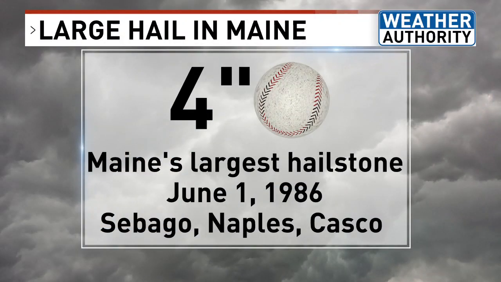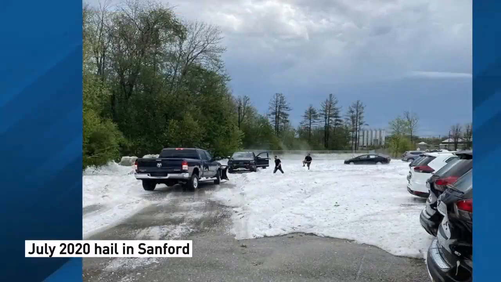And we've actually seen almost grapefruit size hail right here in Maine. Here's a look at the largest hailstone that we've seen in the state. This fell on June 1st, 1986. It was 4.5 inches or so. So it was softball to grapefruit size. And it really hit Sebago, Naples, and Casco really, really hard back in 1986.